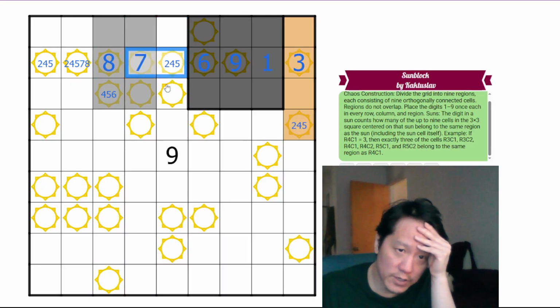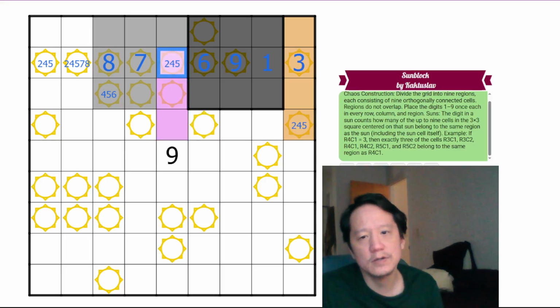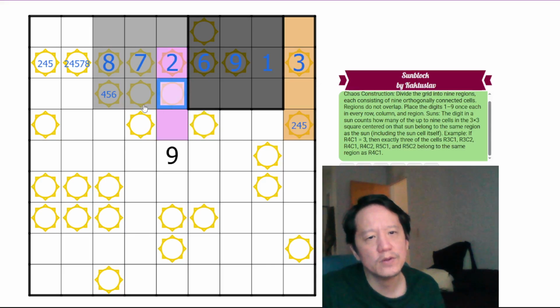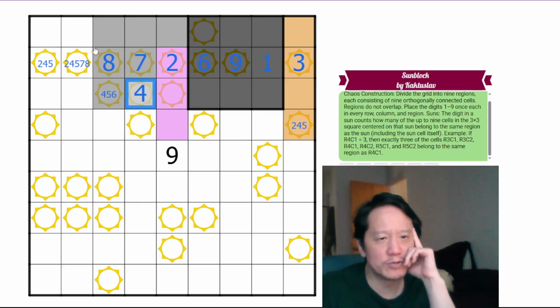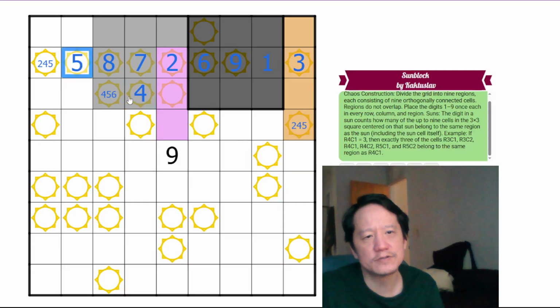It cannot go here, it cannot go here, so it would have to go here. This would be 2 going out that way. This would see 4 cells. This would have to see 5 cells. So then this would have to see 6 cells. And that does work.